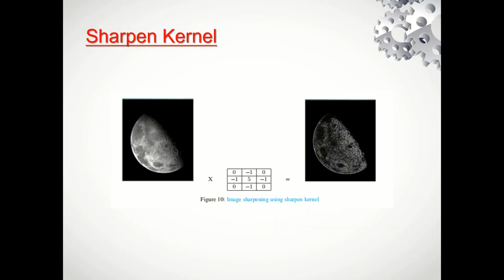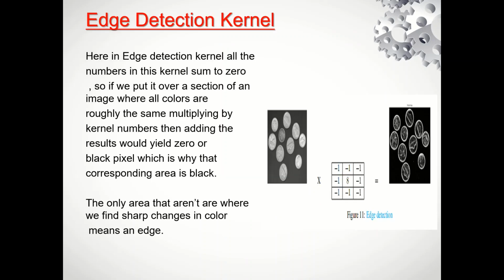The sharpen kernel is shown in the figure. The next one is the edge detection kernel. Edge detection kernels search for sharp changes in color. In the edge detection kernel, all the numbers sum to 0, so if we put it over a section of an image where all colors are roughly the same, multiplying by the kernel numbers and then adding the results would yield 0, or a black pixel, which is why that corresponding area is black. The only areas that aren't are where we find sharp changes in color, meaning an edge.